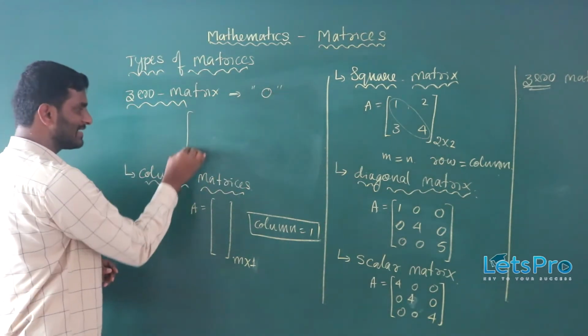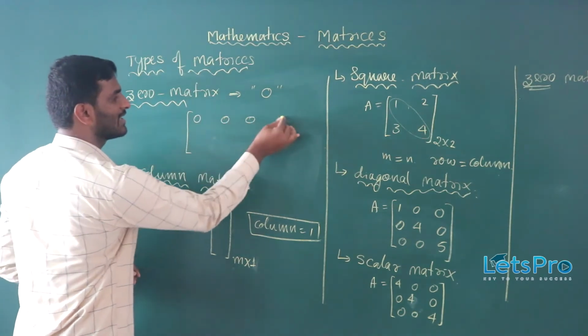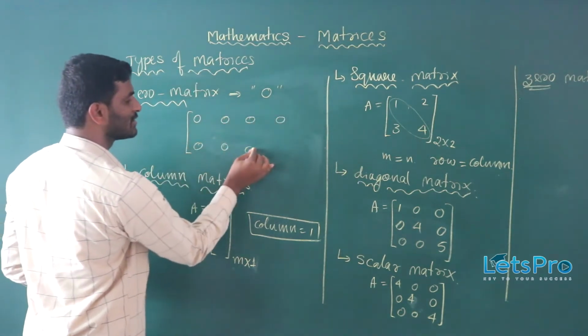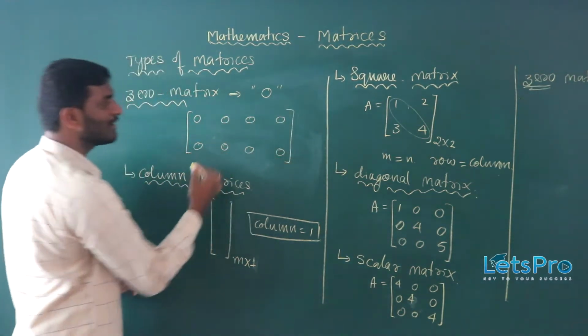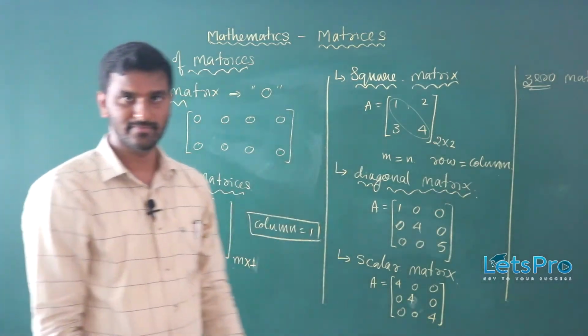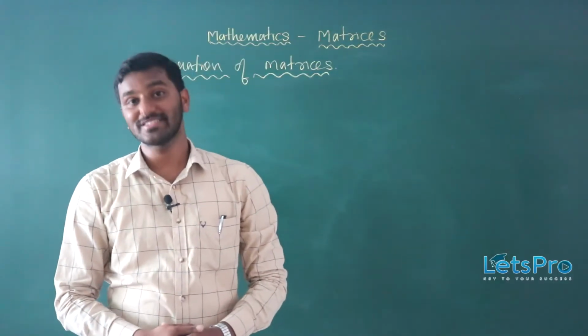The elements, each element is 0. Each entry is 0. It is known as the zero matrix. Okay. The next one is operations of matrices.